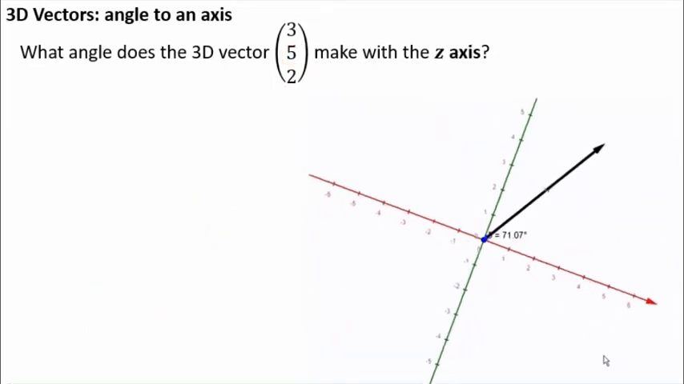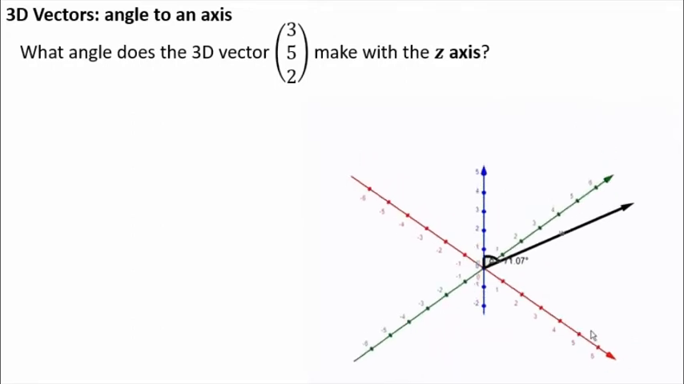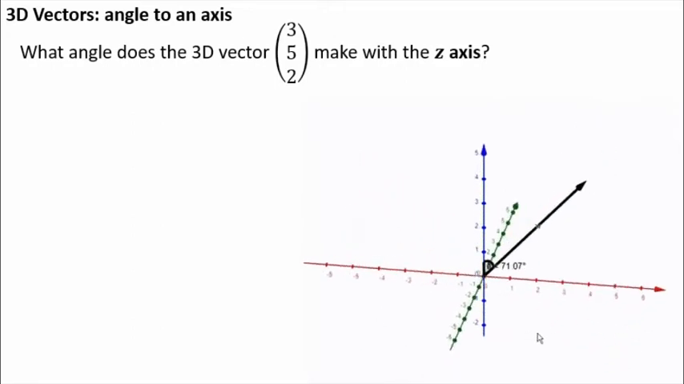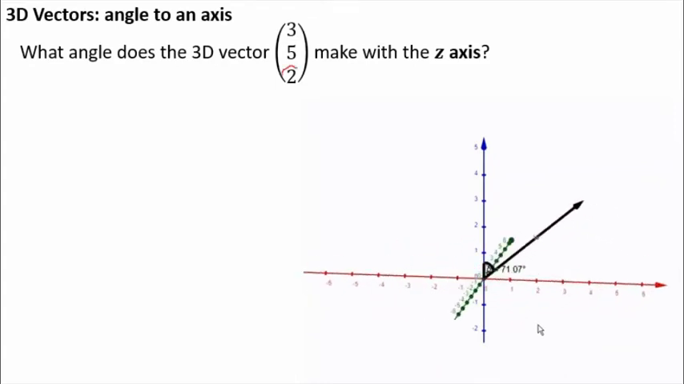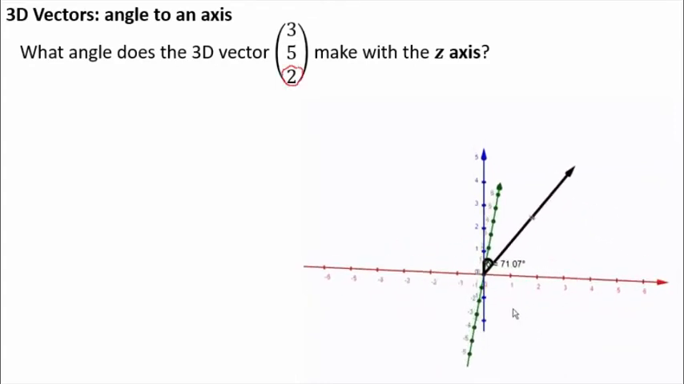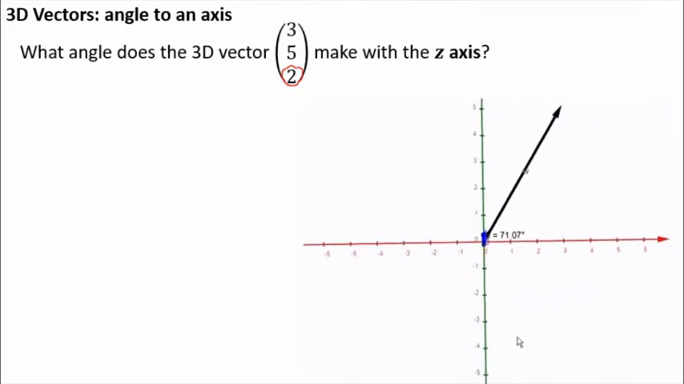What about the z-axis? Well, even though it's harder to visualize, it's just as easy to calculate. We need the z component, so this time we're interested in how much of it is pointing in the z direction, and we need the size of the vector.